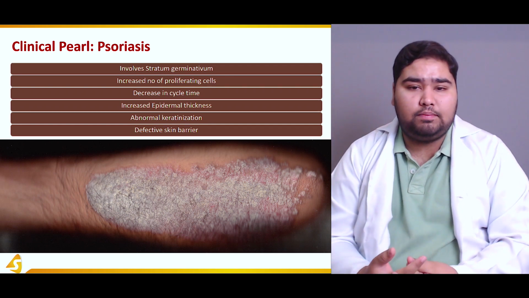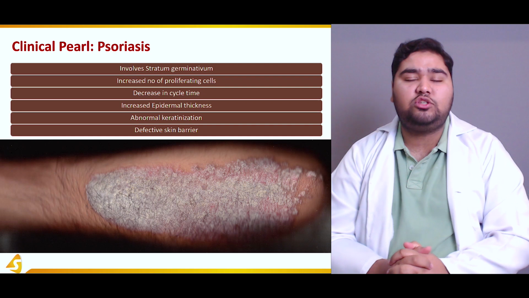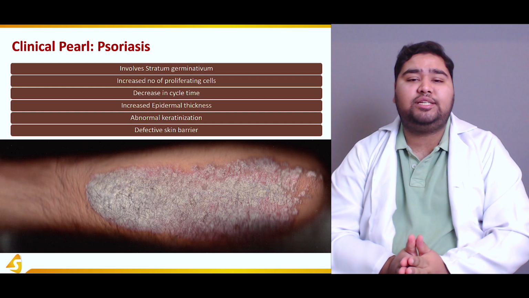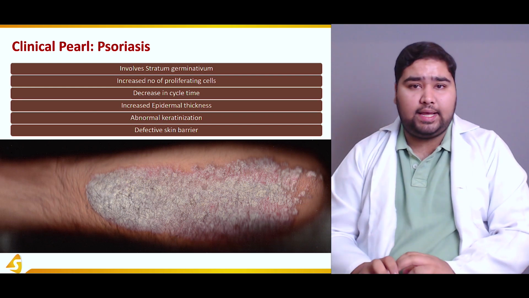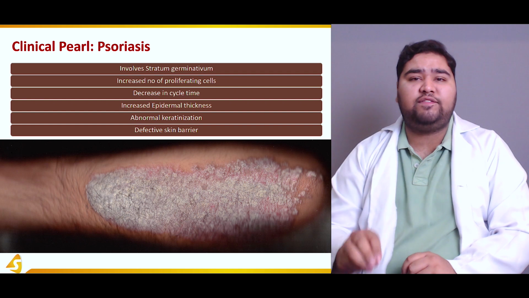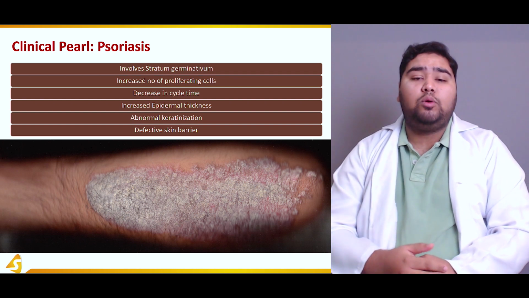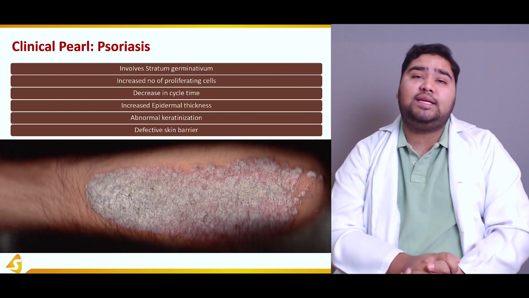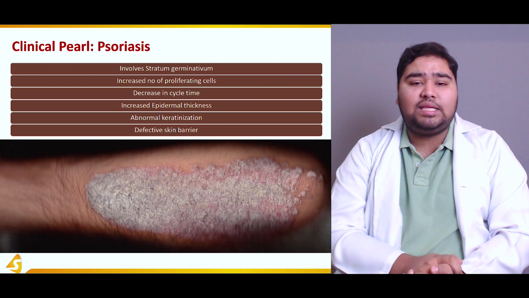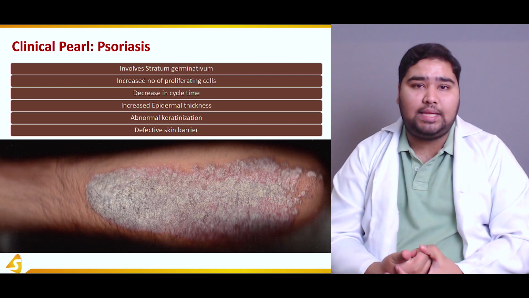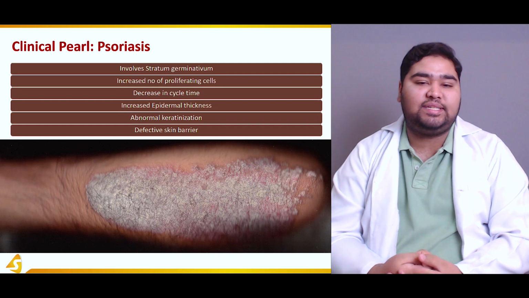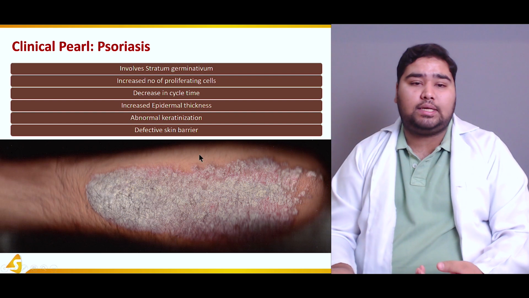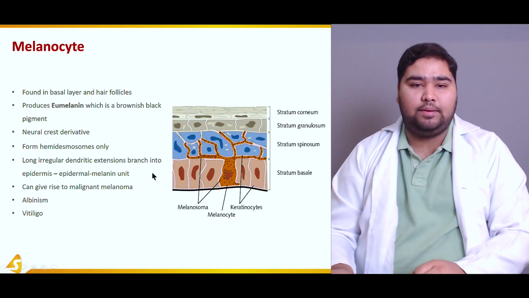Next, a clinical pearl. We have a disease which is known as psoriasis. Psoriasis involves stratum germinativum. What was stratum germinativum? It was the basal layer associated with the few dividing cells in stratum spinosum. What happens is there is either an increase in number of the proliferating cells or there is decrease in the cycle time. This leads to either an increase in epidermal thickness or there is abnormal keratinization and hence there is a defective skin barrier. This is what psoriasis clinically looks like.